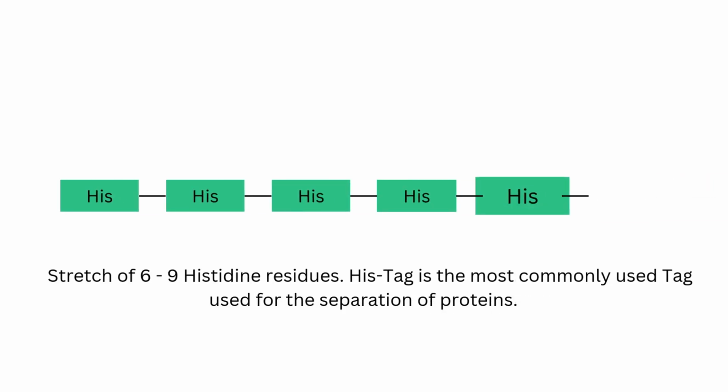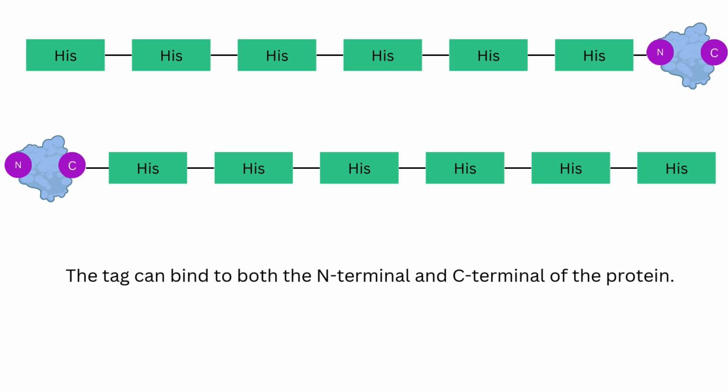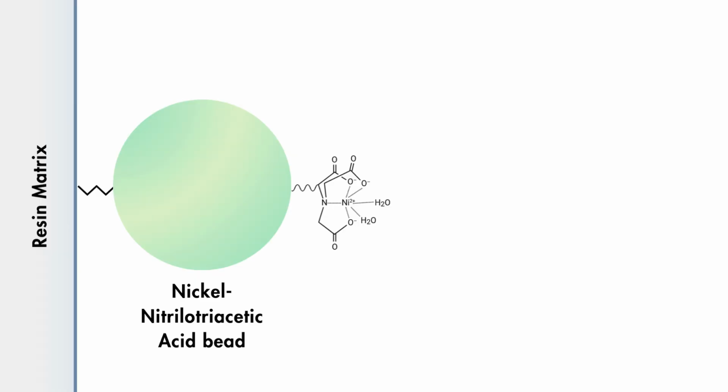His-tag is a stretch of 6 to 9 histidine residues. His-tag is the most commonly used tag for the separation of proteins. The tag can bind to both the N-terminal and C-terminal of the protein. The stationary phase used here is most commonly a nickel nitrilotriacetic acid bead on a resin matrix.